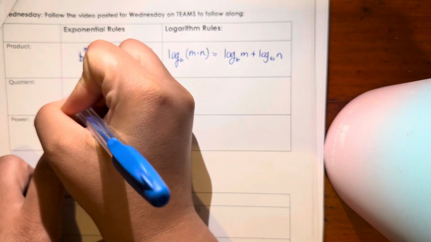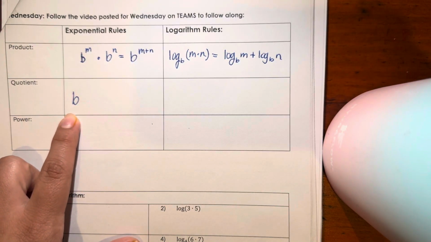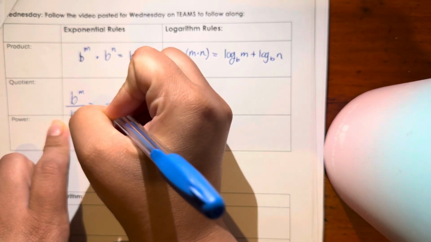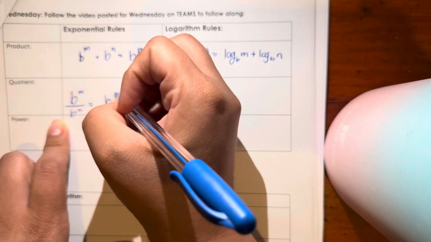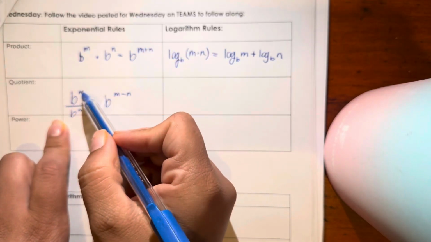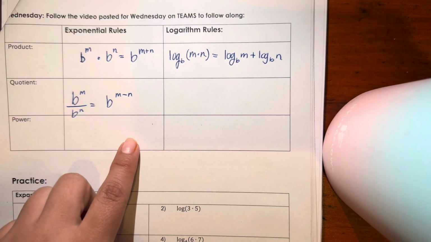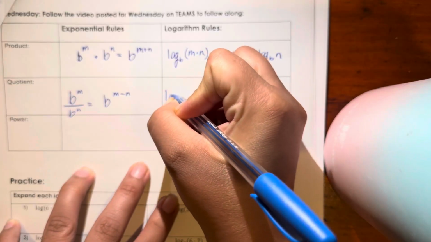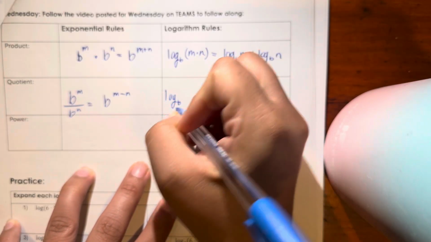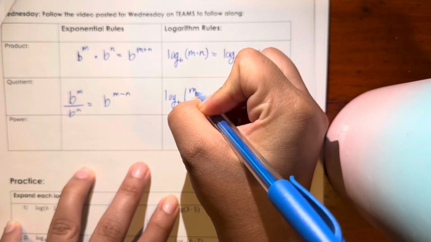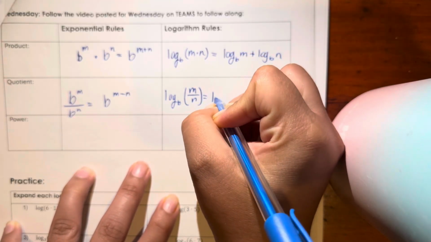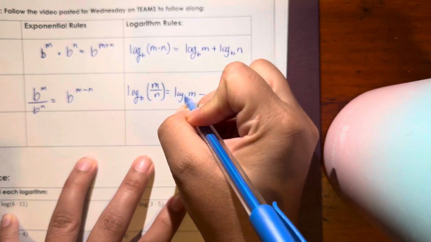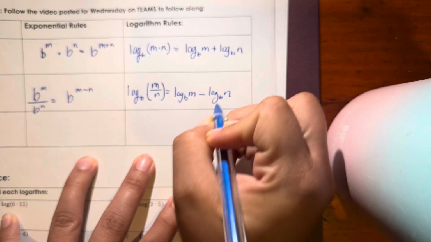So we're going to write it here with just variables. If you have b to the m over b to the n, then it's the same thing as b to the m minus n. You subtract the top number minus the bottom one. And with logarithms, it is going to separate into subtracting. So if I have log base b of m over n, then it's going to be the same thing as log base b of m minus log base b of n.